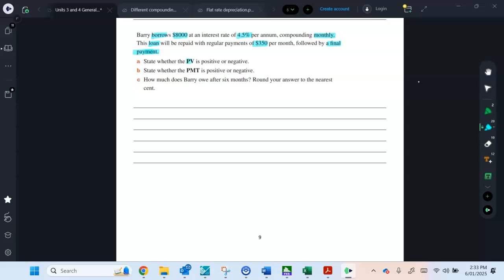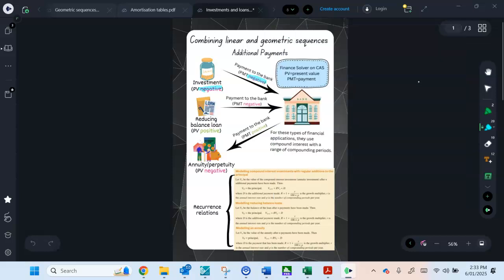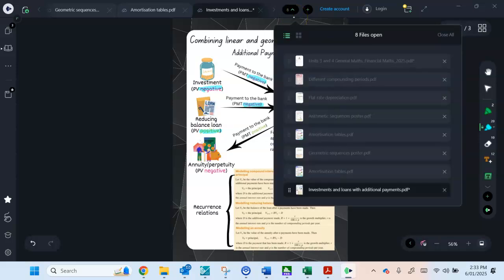So we've got PV and PMT, positive or negative. So again, let's have a look at getting used to using our notes. Right, we're doing a loan. It doesn't say reducing balance loan, but if you're using compound interest, it is a reducing balance loan. So your principal value or your present value is positive and your payments are negative. The reason for that is because you're getting the money from the bank, so it's going into your pocket, so it's positive, but then you're making repayments back to the bank, so that money's going back, so it's negative.